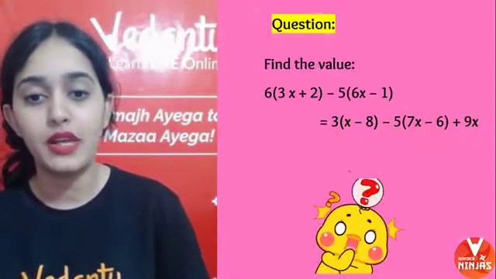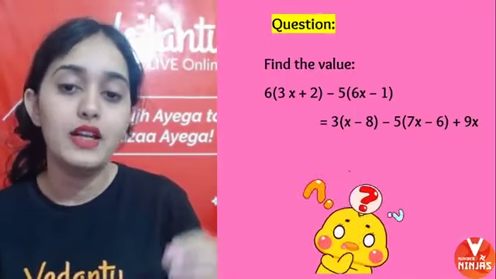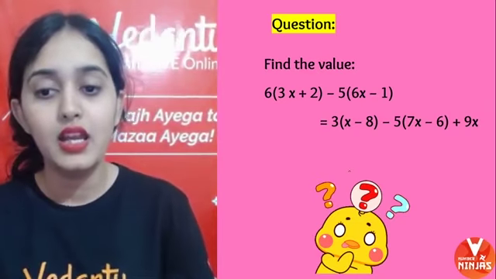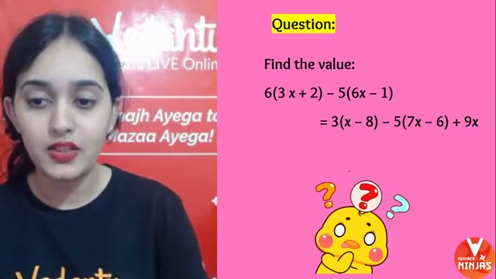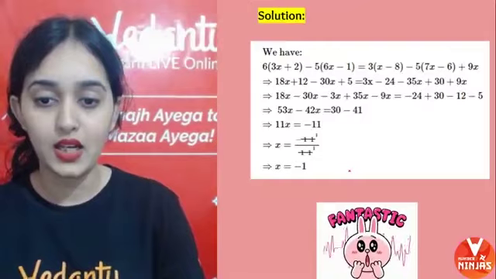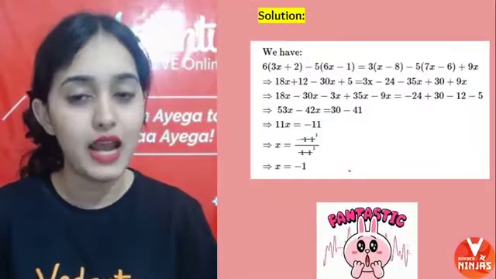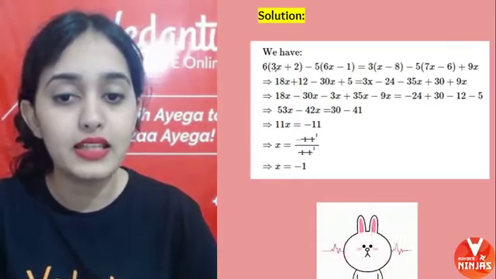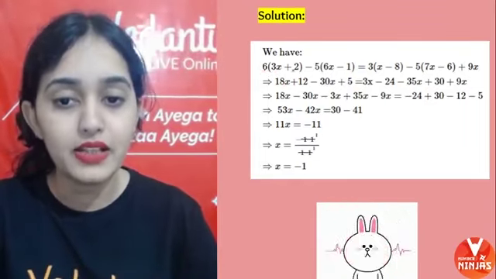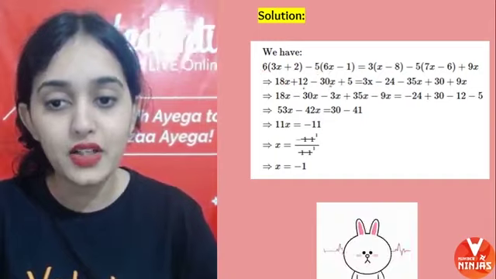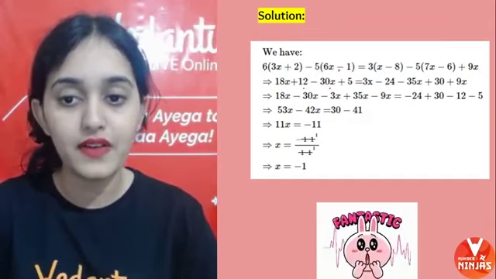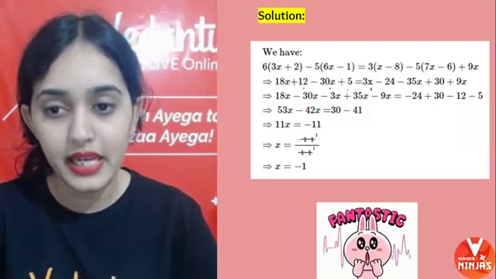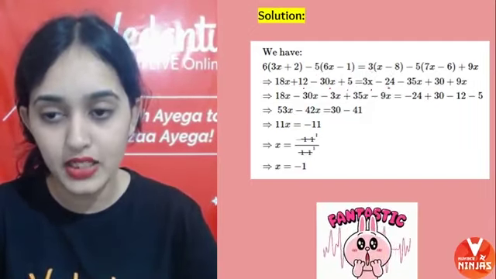Okay. Chalo, next question is find the value of 6 into 3x plus 2 minus 5 into 6x minus 1 is equals to 3x minus 8 minus 5 into 7x minus 6 plus 9x. Big question, but don't worry, आराम से solve हो जाएगा. Simply open the bracket. 6 into 3x, 6 3s are 18, so 18x. 6 into 2, 12. Minus 5 into 6, minus 30x. Minus 5 into minus 1, plus 5. Equals to 3 into x, 3x. 3 into minus 8, minus 24.